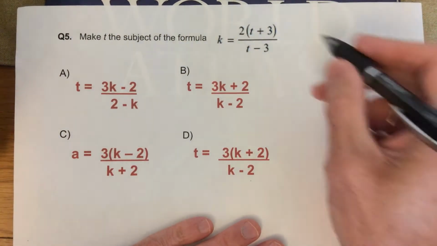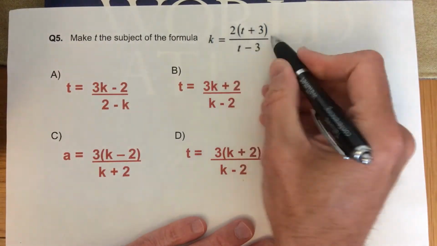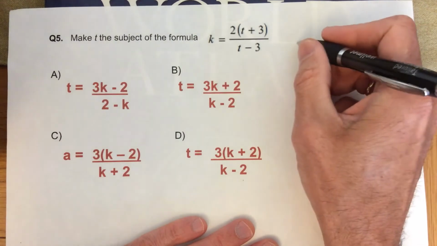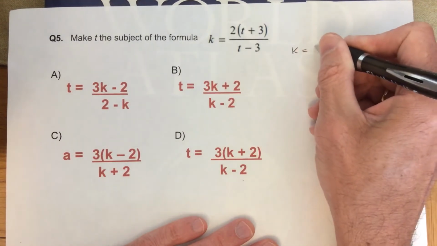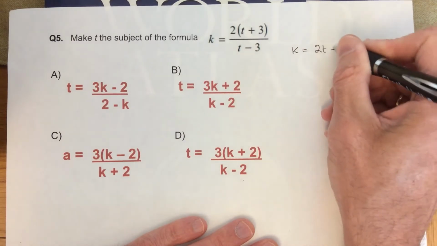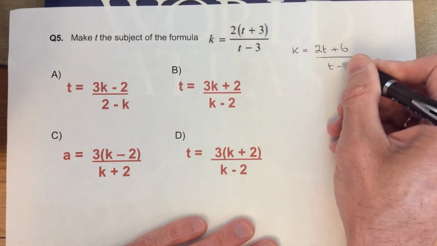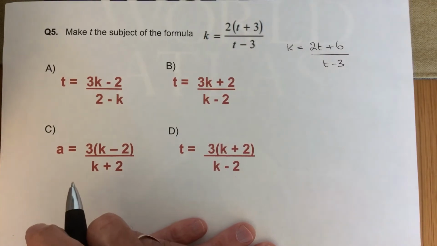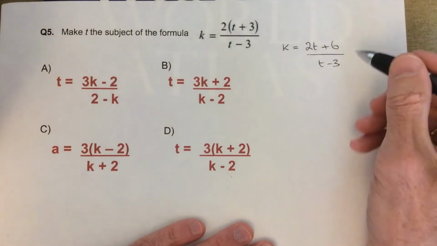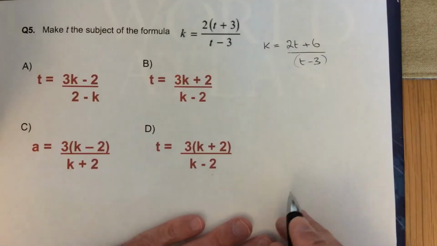First of all, I'm going to rewrite this, but I'm going to expand this top bracket. So k equals 2t plus 6 over t minus 3. The next thing I'm going to do is use some algebraic manipulation skills, and I'm going to multiply both sides by t minus 3.